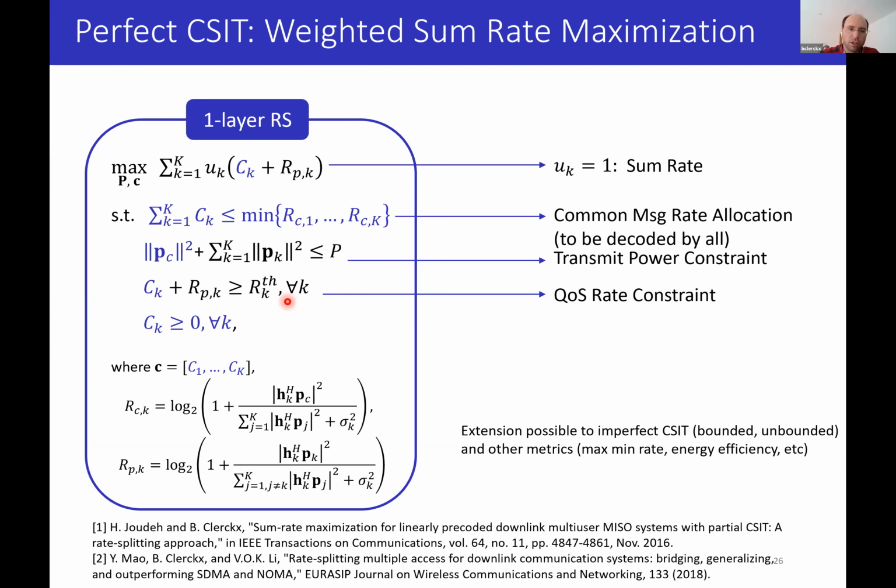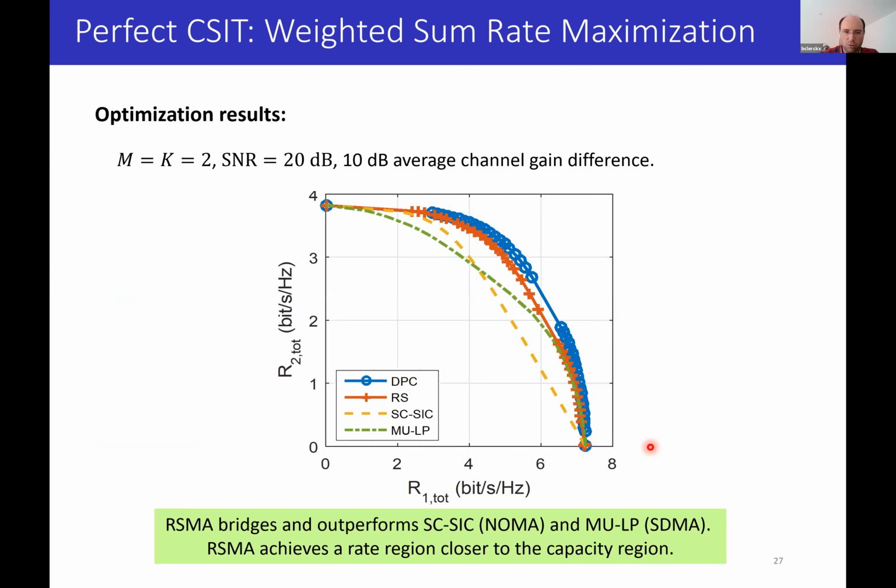And so this can be solved using successive convex approximation or weighted MMSE using alternating optimization, and can be extended to other frameworks where we have imperfect CSIT with bounded inputs or unbounded inputs, with other metrics like max-min rate, energy efficiency, and so on. So let me show you some results.